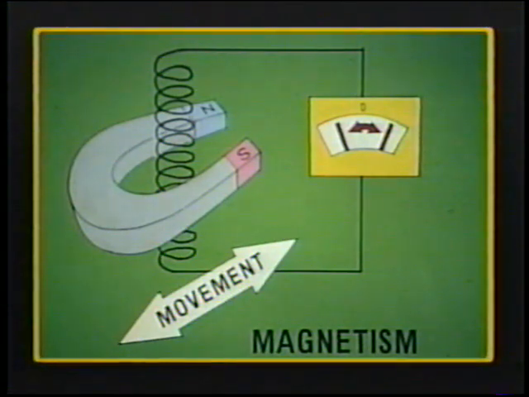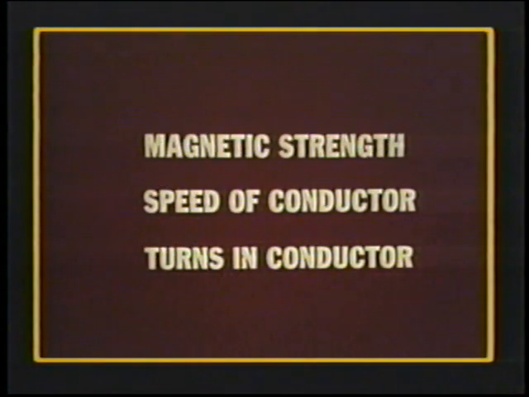Any time a conductor is moved in a magnetic field, an electrical pressure is generated which causes electrons to flow within the conductor. The amount of pressure is determined by the rate at which the lines of force are cut. This in turn is dependent on the strength of the magnet, the speed with which the magnet is moved, and the number of turns in the conductor.